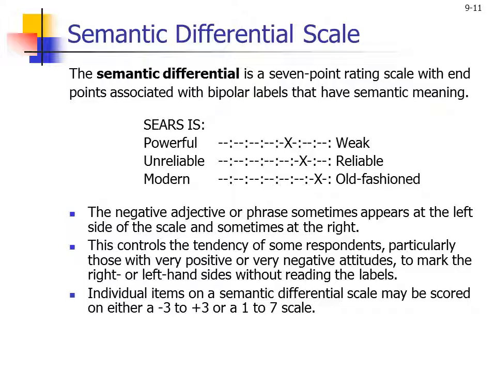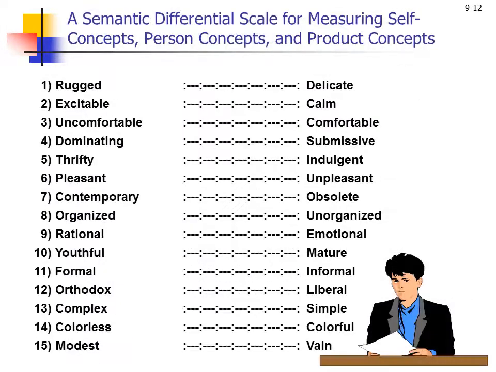The methods for selecting the scale labels and constructing a semantic differential scale have been described elsewhere by the author. Here is a general semantic differential scale for measuring self-concept, person concepts, and product concepts, like these 15 examples.